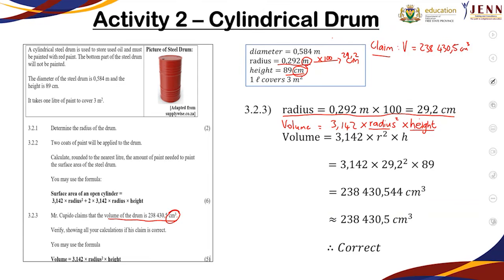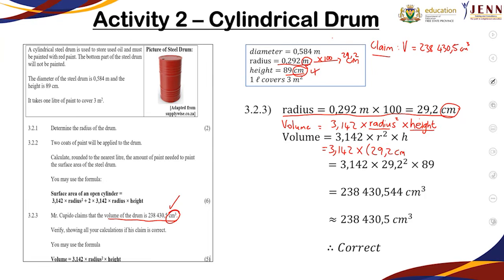Then what do I need again? I need the height. The height is 89 centimeter. So the height is correct. I don't have to do anything with it, it's just like that. Because what do we need? Remember, the question says we need everything to be in centimeter cube. So now I can substitute into the formula because my radius is in centimeter and my height is in centimeter.